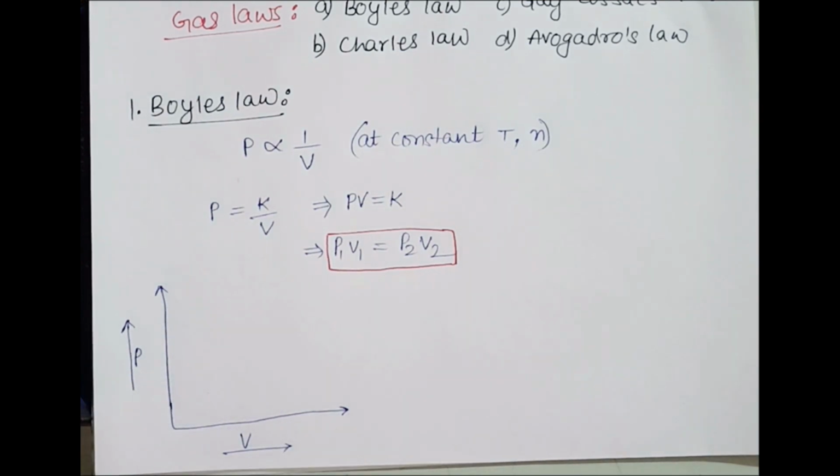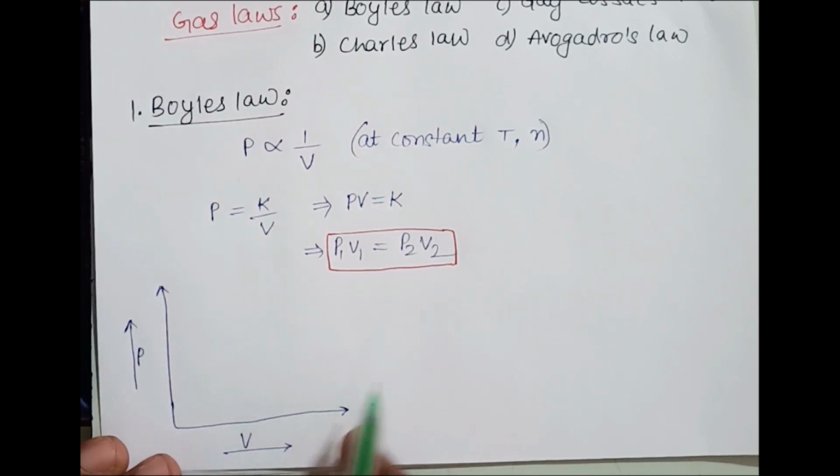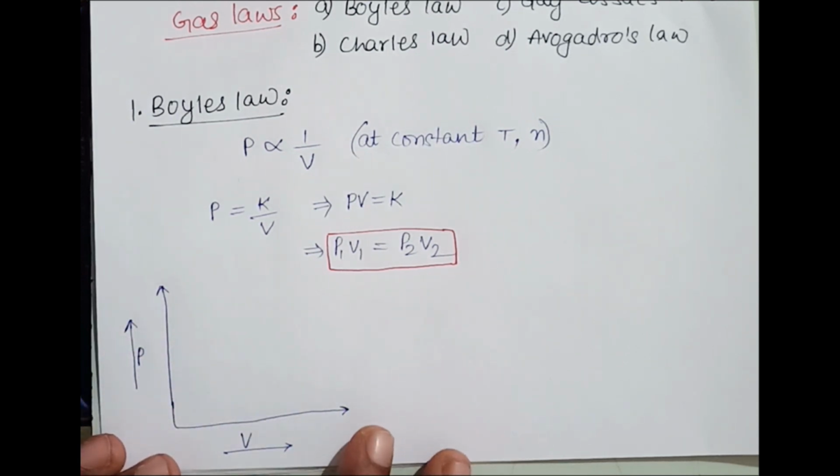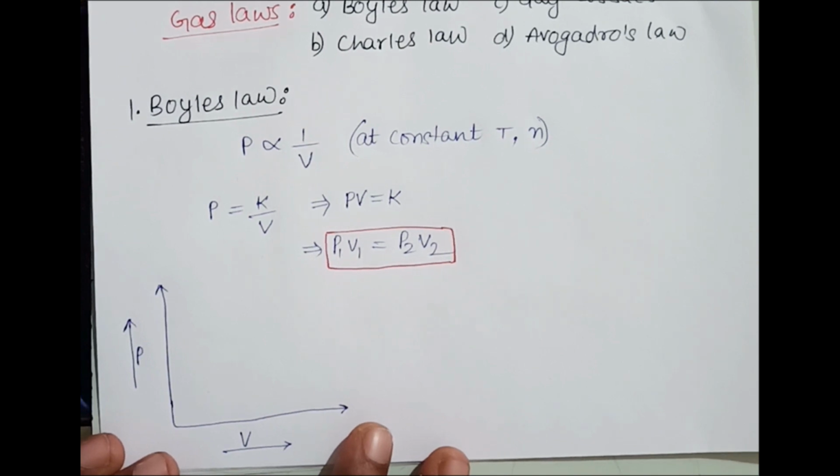Yes, what does it indicate? Boyle's law: when volume increases, pressure decreases, but not constantly. That is very important. I'll go in the reverse direction. Volume, I'm decreasing. It means I'm going in this direction. Volume decreases, so pressure will increase, but not constantly. That is the main point. You have to keep it in mind.